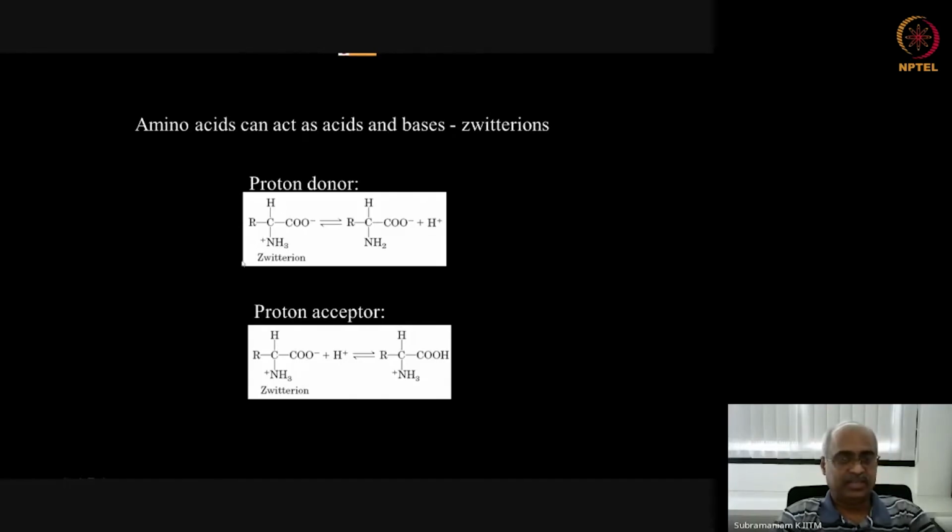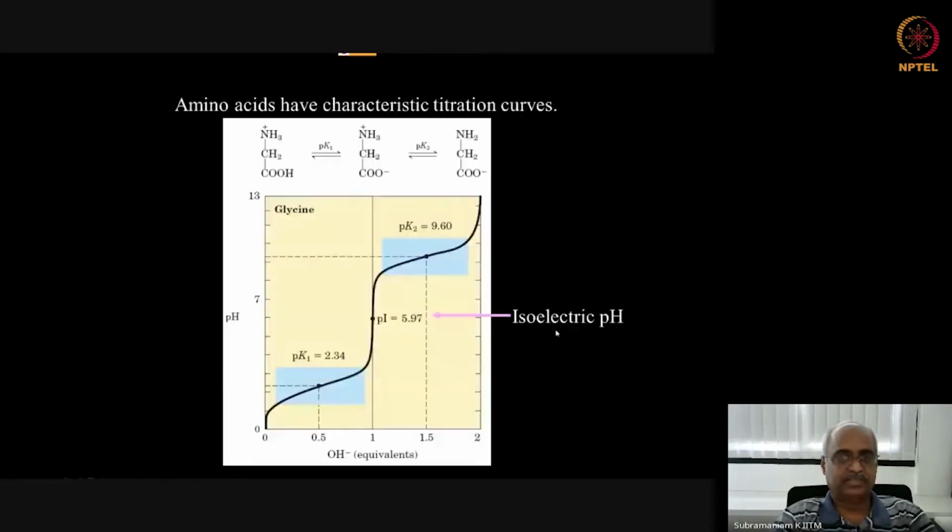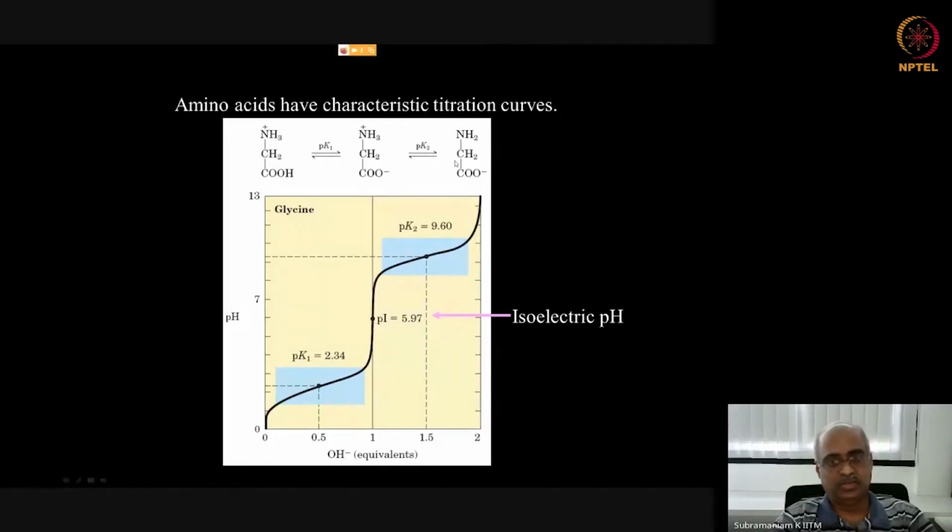And this actually affects their properties, which is shown in the next slide. But this is an important characteristic that comes from the presence of two groups that can donate or accept a proton. And therefore, you have two pKa values. For example, the carboxyl group, like acetic acid, has its own pKa value for its dissociation. And similarly, for the dissociation of this protonated amino group, you have its own pKa value. So therefore, you have pK1 and pK2.